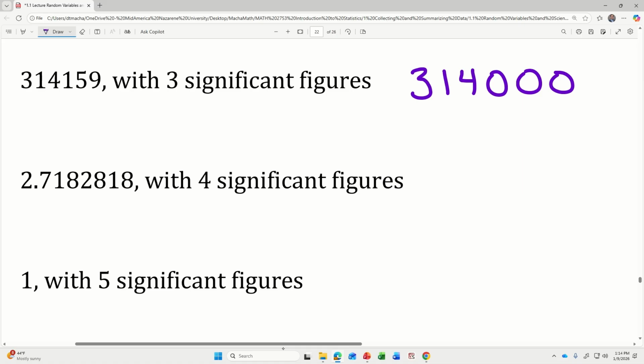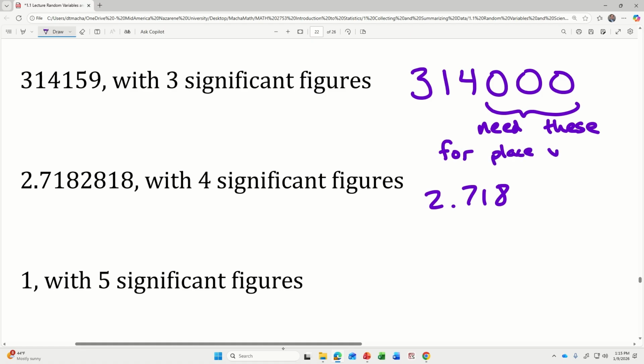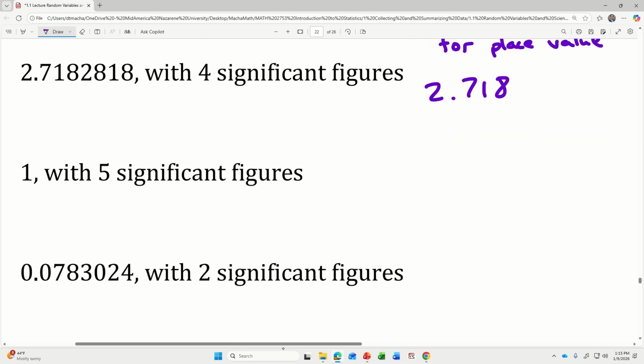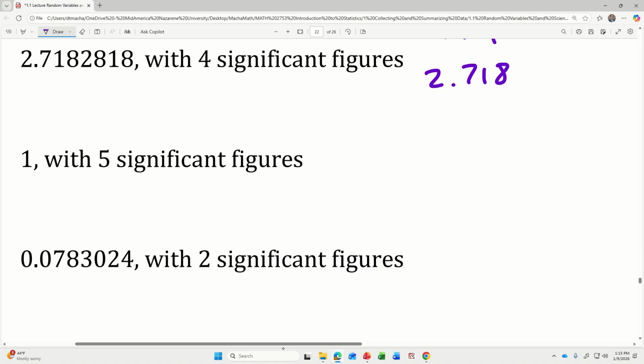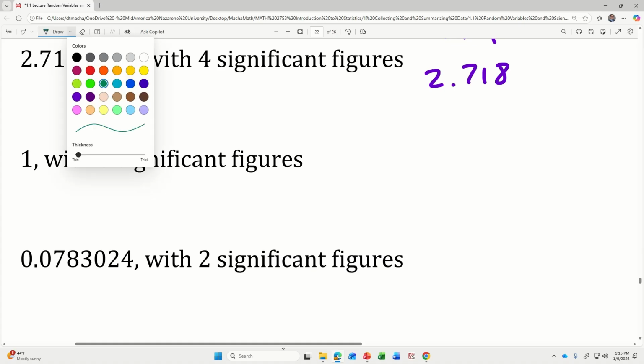What if I want 2.7182818 with 4 significant figures? What is that going to be? 2.718? But then you just wouldn't drop the zeros because they're after the decimal. Right, we don't need zeros after that. Yeah, I needed these zeros. Because otherwise it would change the whole number. Yes. We need these for place value. But we don't need these zeros. All right, how do I write the number 1 with 5 significant figures?